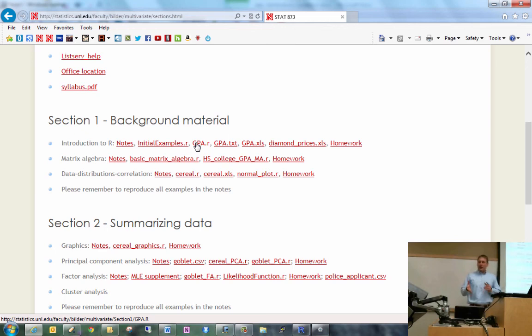Again, you can have access to any of my R programs and the formula sheet. You can use the R help if you want to as well.